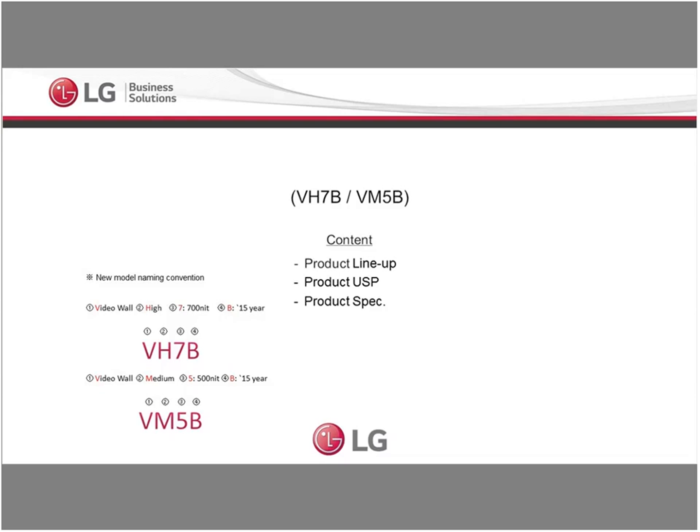So I just gave you guys in a nutshell the way to look at all of our part numbers. And you can look at now the next generation of this. V for video wall, M for medium brightness, 5 for 500 nit, again B for the model year. You'll note that we're bringing it out in 2016.